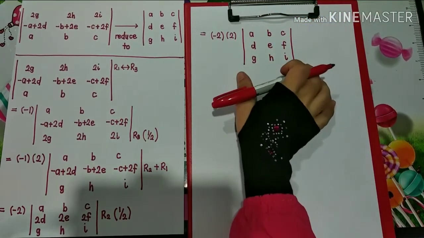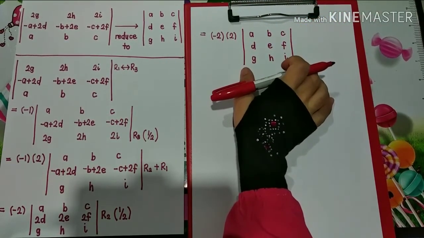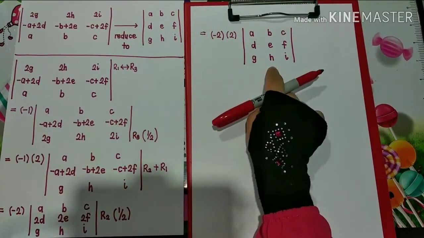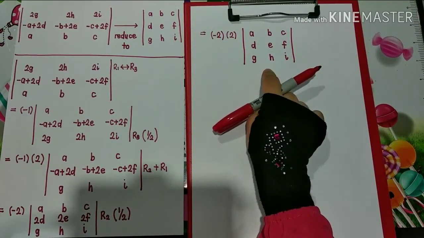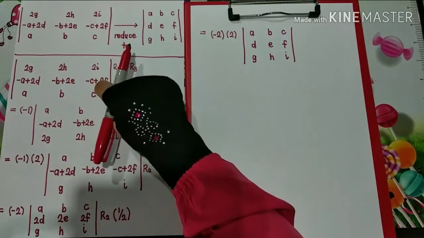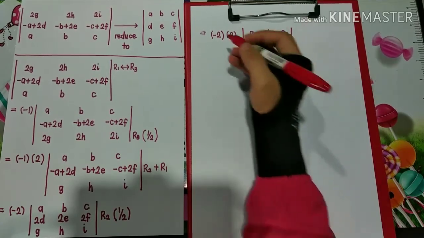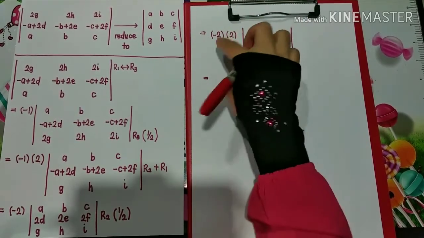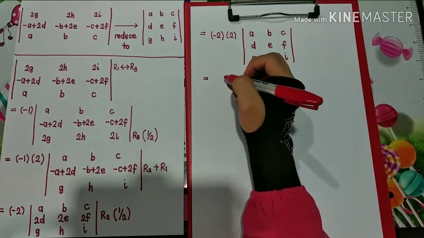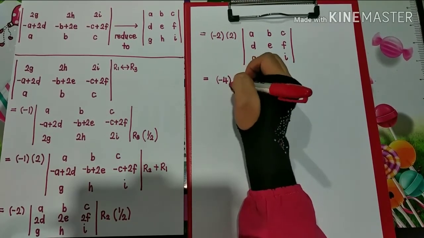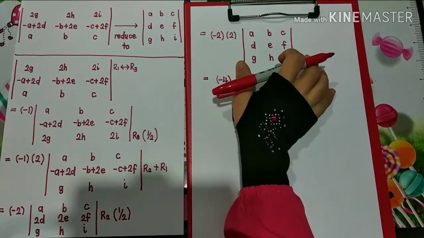Okay, so now you get the matrix A here. Okay, you compare with this one, equal with this one. So now you can find the determinant for this matrix by using determinant A. So negative 2 multiply with 2, you will get here negative 4. So determinant for matrix A.